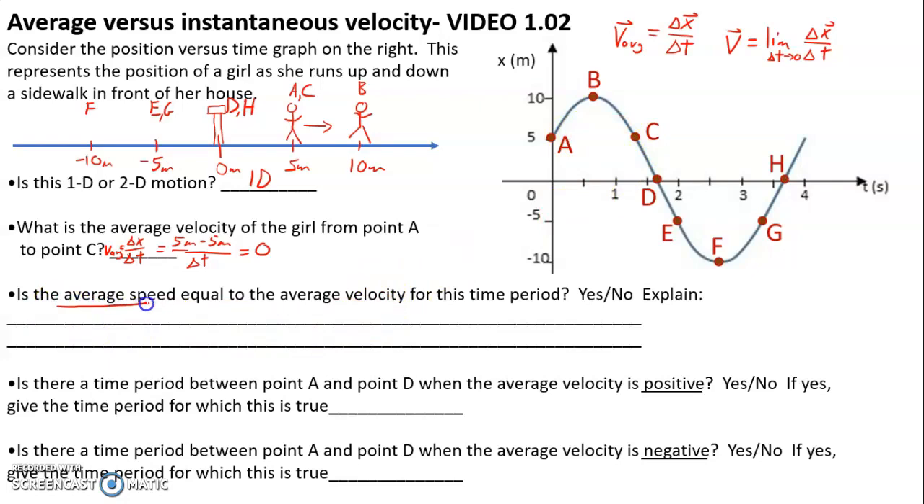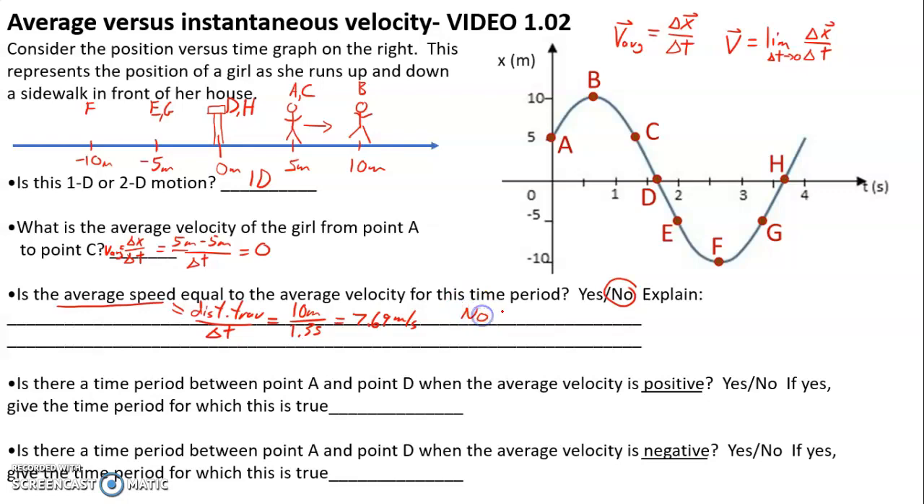Now, is the average speed equal to the average velocity for this time period? The answer to that is no, because average speed is based on distance traveled over time, and the distance that she traveled was about 10 meters. She went from 5 meters to 10, that's 5 meters, and then 5 more meters, so she traveled a total distance of 10 meters. And I'd say it took about 1.3 seconds. So if we calculate that, we get about 7.69 meters per second. And so we're showing that in terms of a calculation that they're not equal.